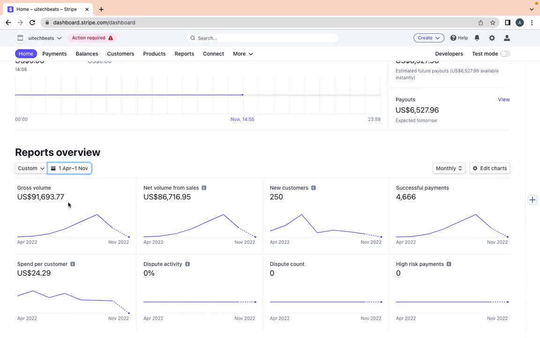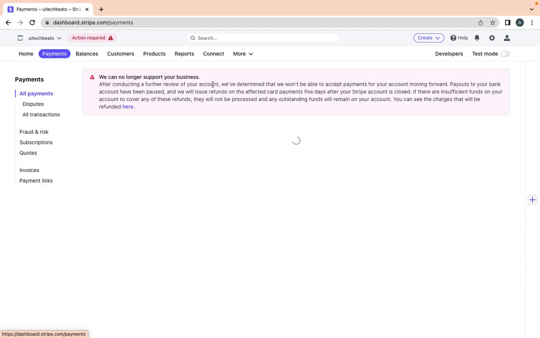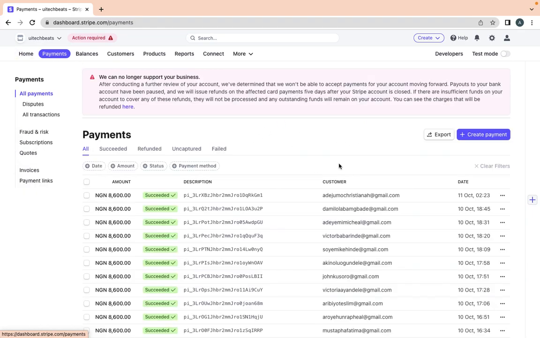I was selling beats, instrumentals, but what I created the website for was dollar arbitrage. So anytime I have a card, I go to my website, I buy, and the payment comes to my Stripe account here. Once I buy, the payment appears in my Stripe account.